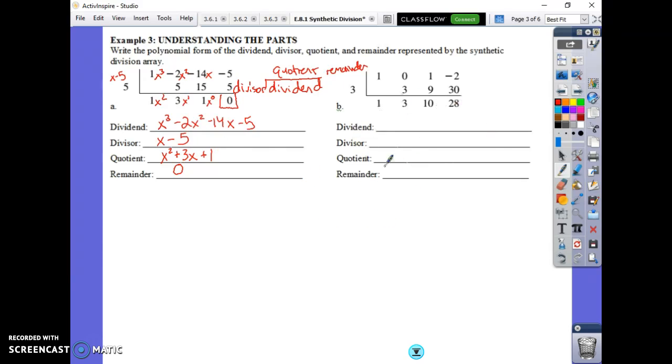Go ahead and take a second and do this one right here. We can go ahead and pause the video, and then when you guys are done, you can play it to make sure that you got it right.